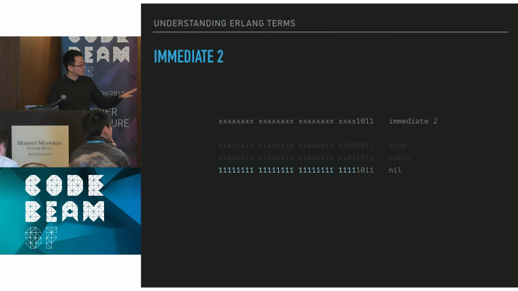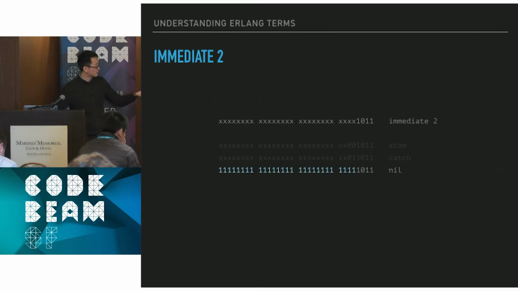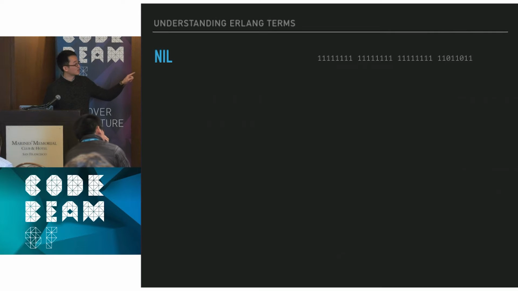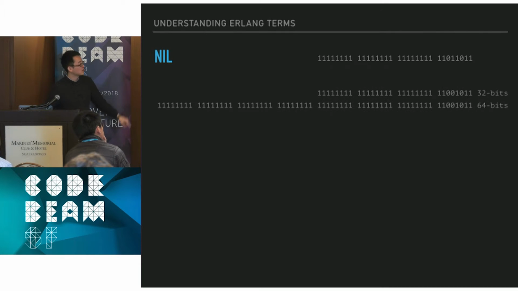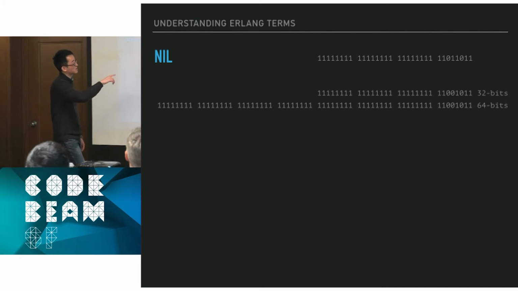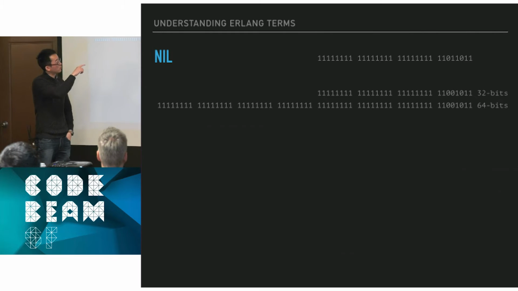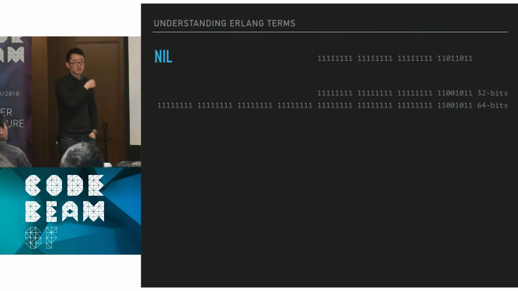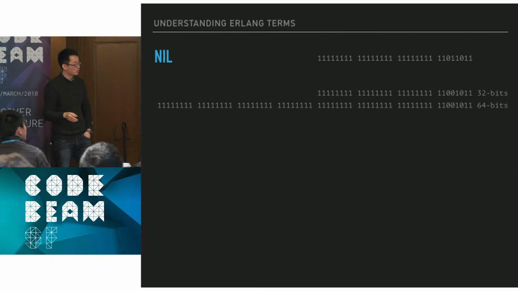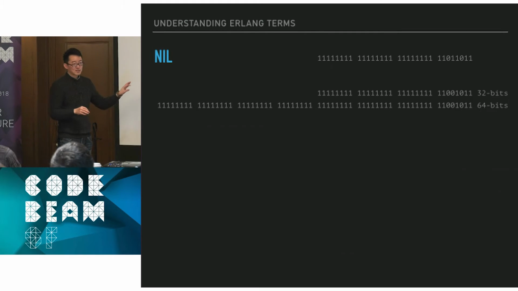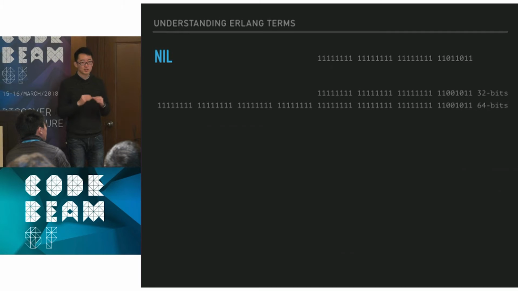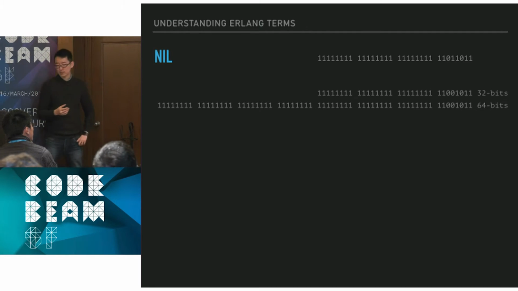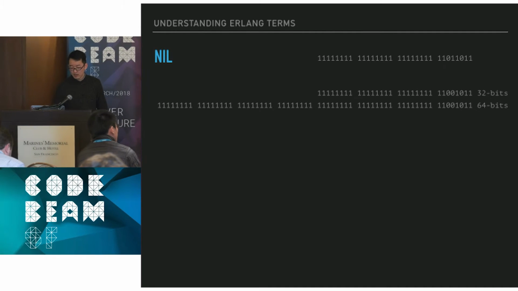Okay, another one is nil. If you look closely, the nil is actually starting with all ones. The end part, the last few bits, is 1 1 0 1 1 0 1 1, and then it's just all ones in the beginning, regardless of whether it's 32 or 64 bits. So this is exactly how the nil type is represented in memory. It always looks like this.